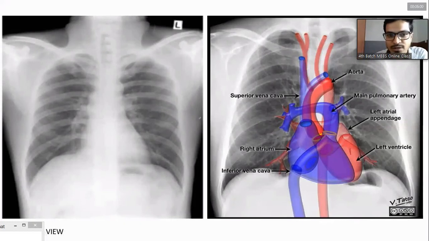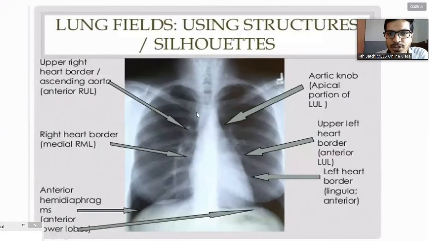Now, the borders of the heart and the corresponding lobar anatomy of the lungs. On the right side, there are three lobes of the lung, and on the left side, there are two lobes. From the upper to lower portion, the border is formed by the upper lobe, especially the middle lobe, and the lower lobe of the right lung. Similarly, on the left side, the upper left cardiac silhouette is formed by the left upper lobe, and the lower lobe forms the silhouette with the apex of the heart.